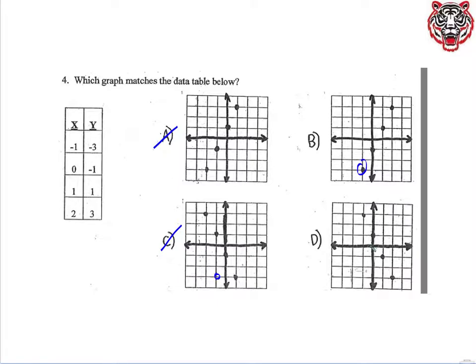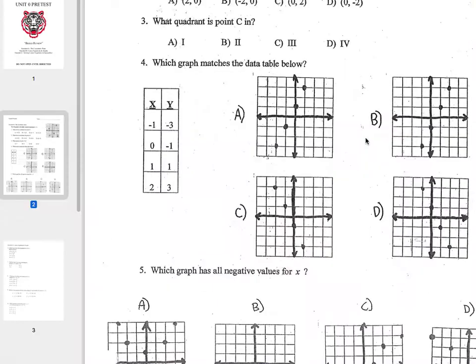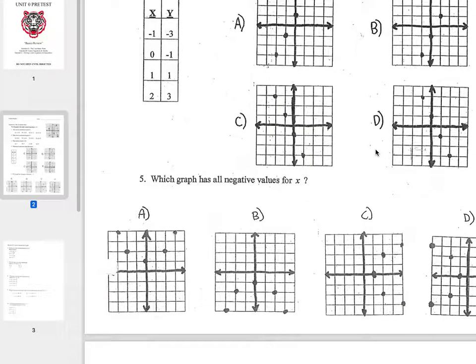It's not there. -1, -3. Looking for a point there. It's not there. Process of elimination. Just with the first point, we know that it's B. All right, moving on to number 5.